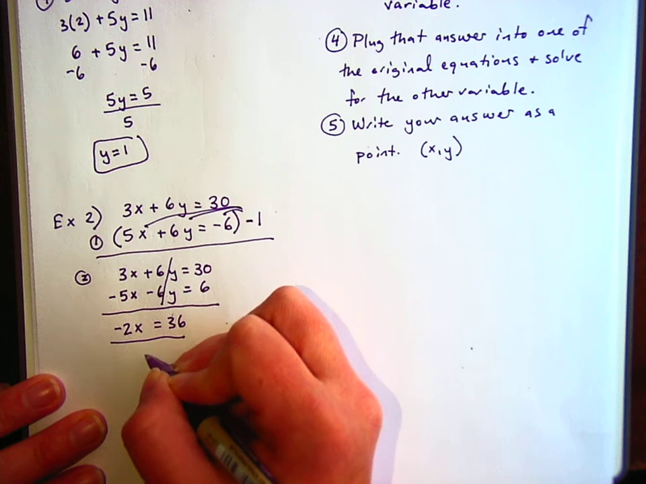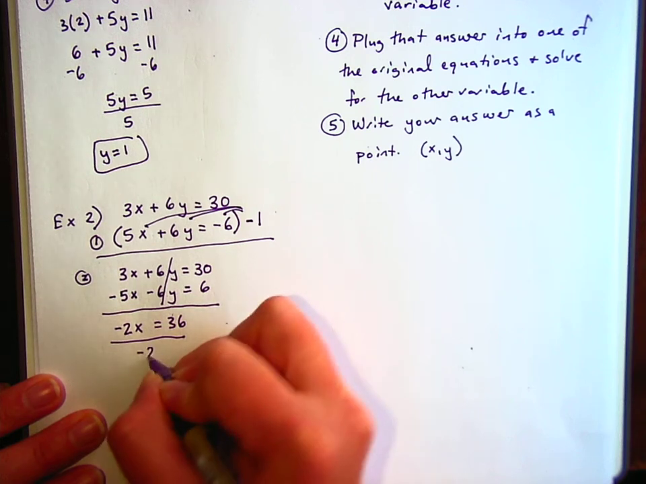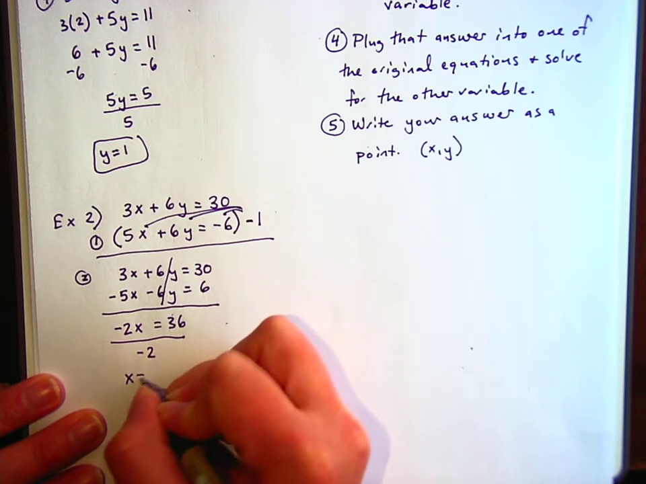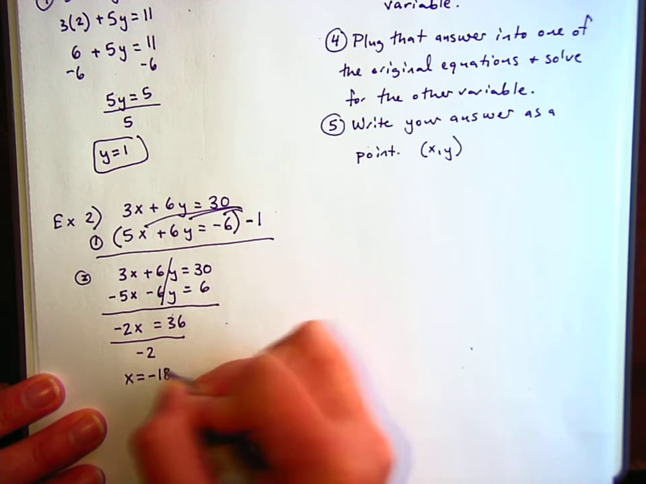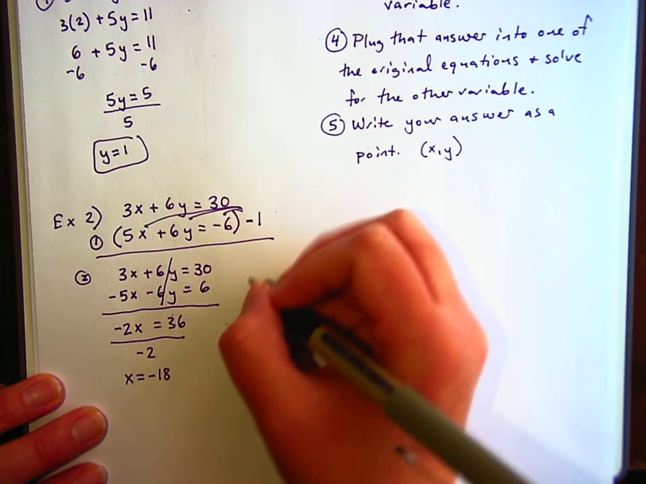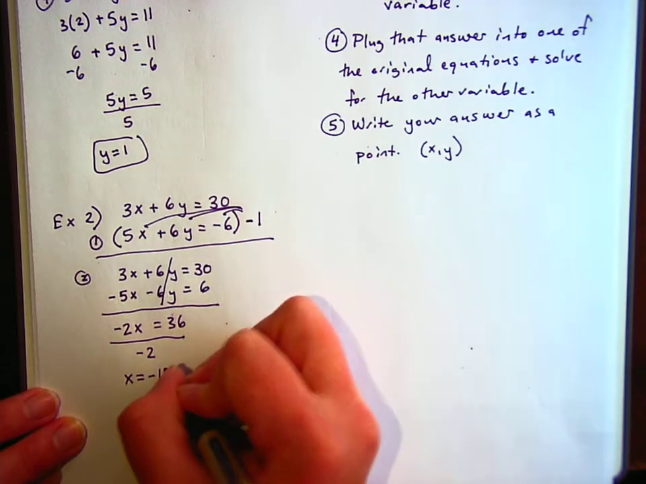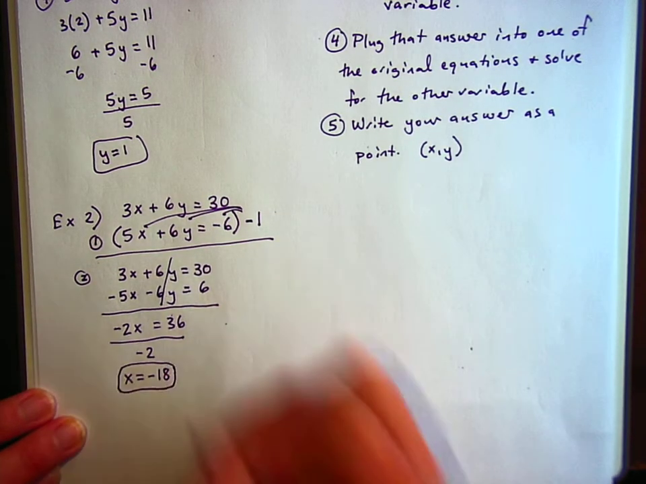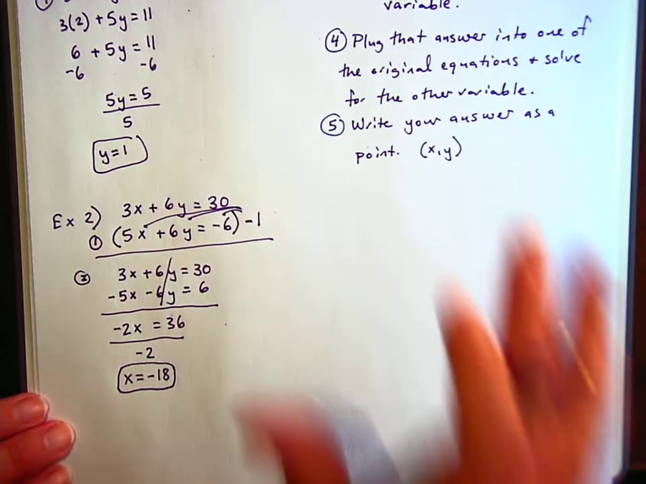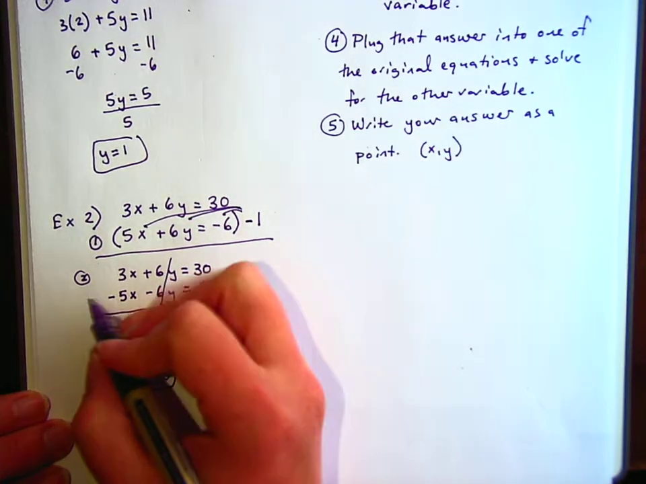Negative 2, I get x equals negative 18. So now I've got x equals negative 18. And now I'm going to go and solve for, well, I already did that. I solved for the remaining variable.